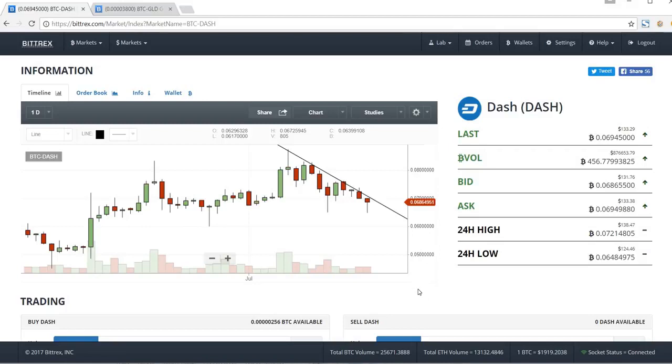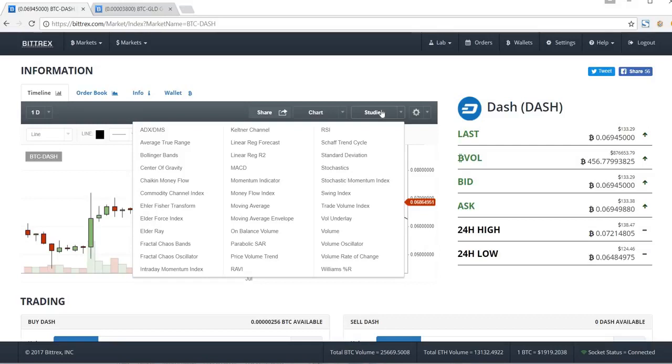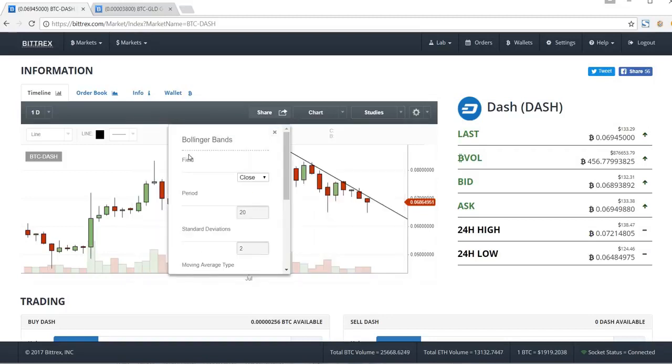Okay, so we have now drawn a line here, and we can now go to the studies. That is this button here. We click on studies. We have a whole bunch of different indicators here, but I'm going to show you some of them that I use. The first one is Bollinger Bands. So I click on Bollinger Band, and these are all defaults.